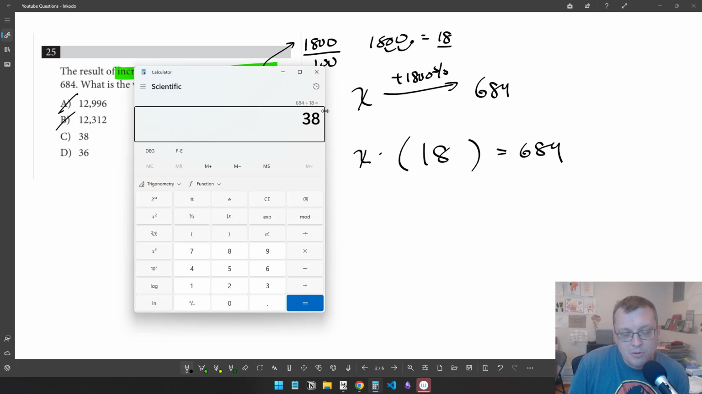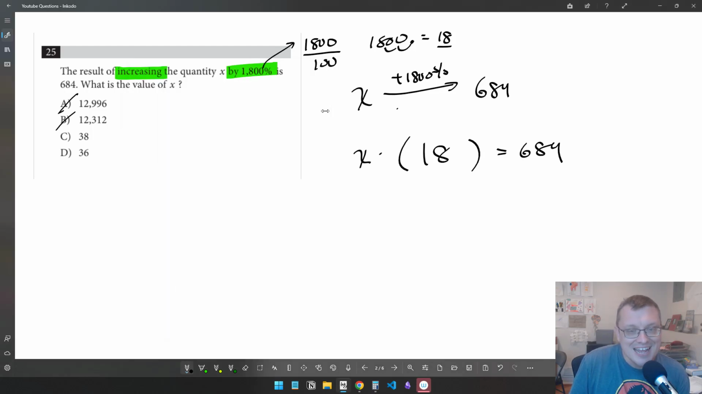which is C. But unfortunately, that's wrong because this is not an 1800% increase. What we did here is 1800% of x. We took our 1800% and multiplied it by x. That's 1800% of x. We want 1800% more than x, an increase of 1800%. And so to do that, we need to use our formula, n times 1 plus or minus r.